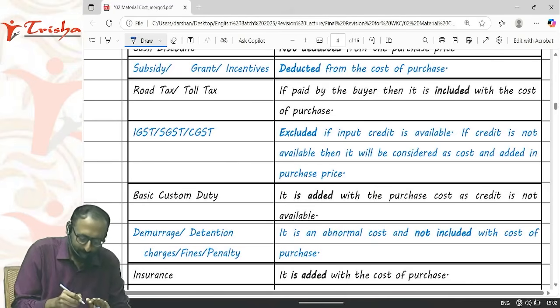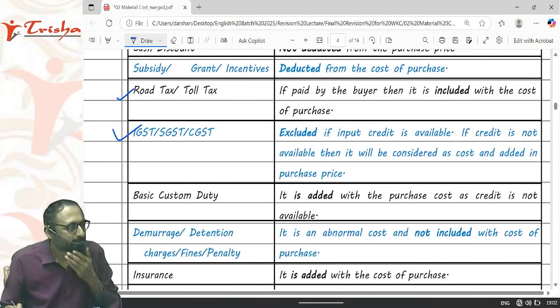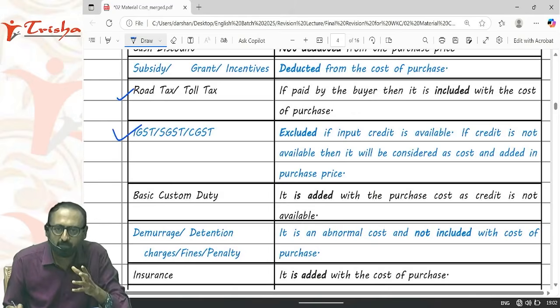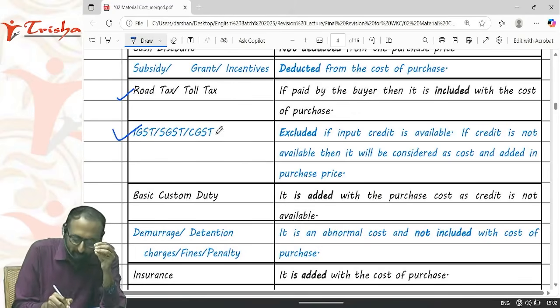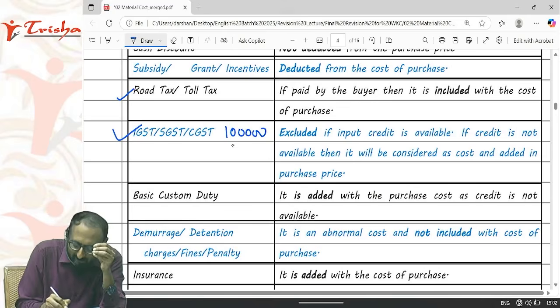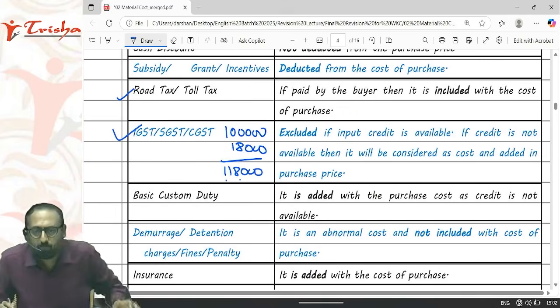Next one. What about GST? A fast answer is expected. What about GST? Goods purchase rupees 1 lakh, 18% is GST, 18,000 is the GST, total payment is 1 lakh 18,000. What about GST?